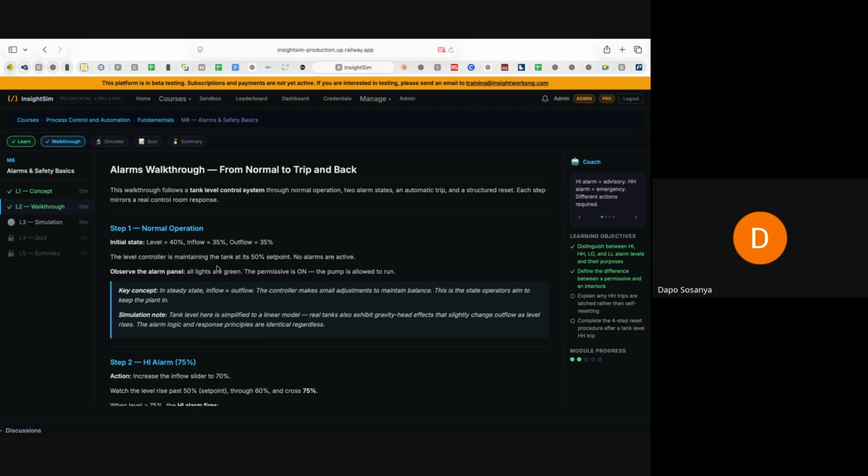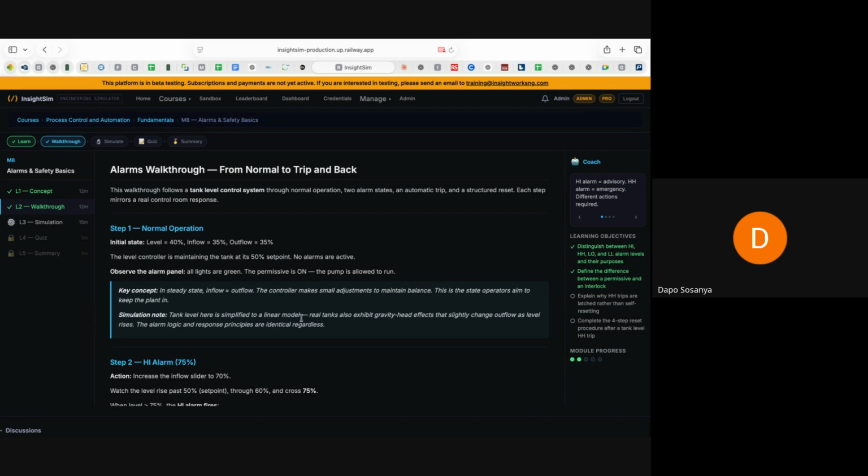So the level controller is maintaining the tank at its 50% set point. No alarms are active. Observe the alarm panel, all lights are green. The permissive is on. That is, the pump is allowed to run. Key concept: in steady state, inflow is approximately equal to outflow. The controller makes small adjustments to maintain balance. This is the state the operator aims to keep the plant in.